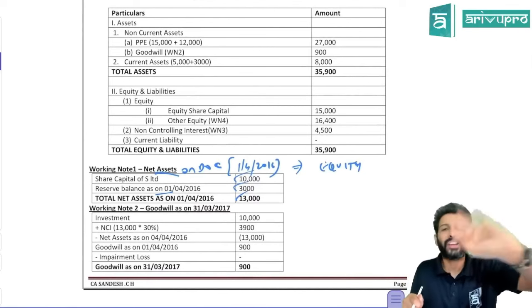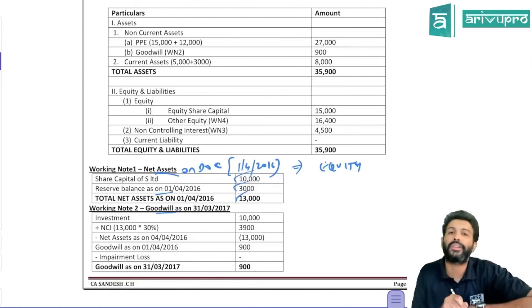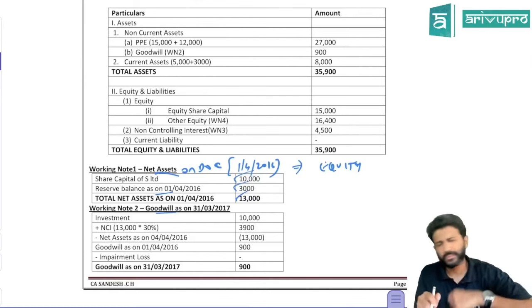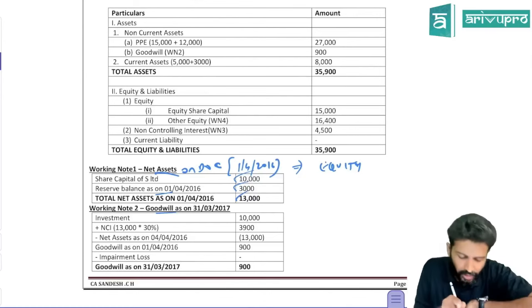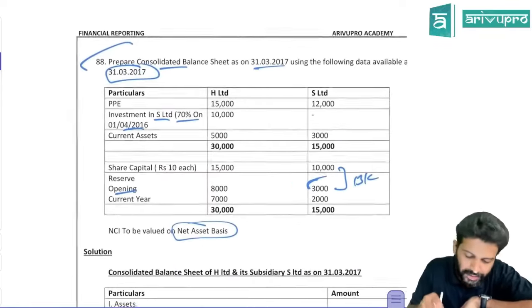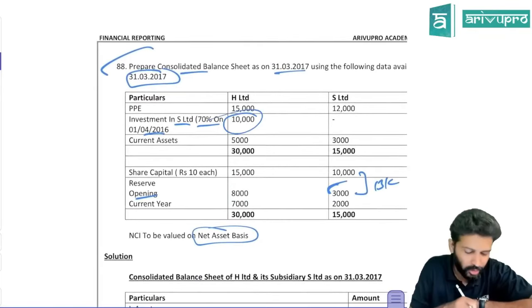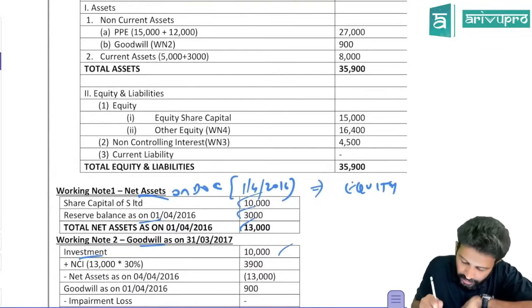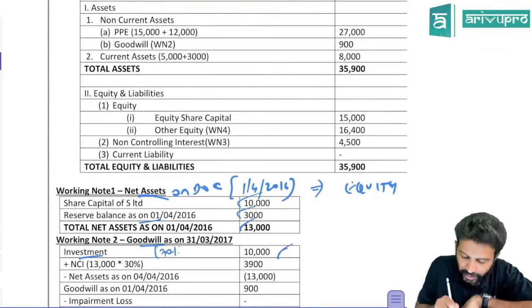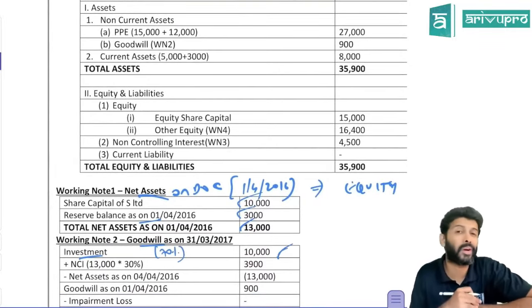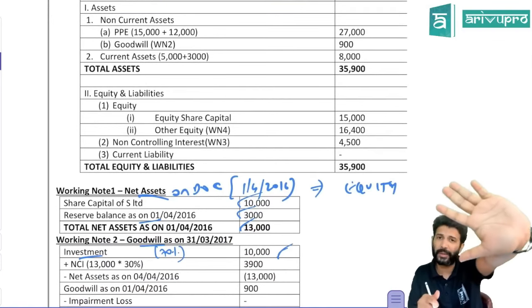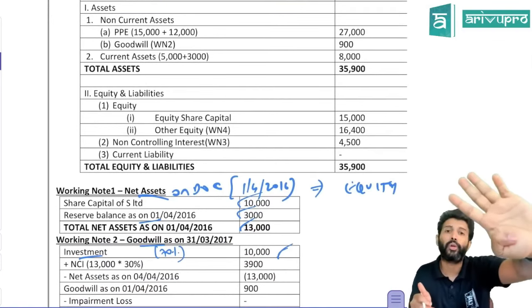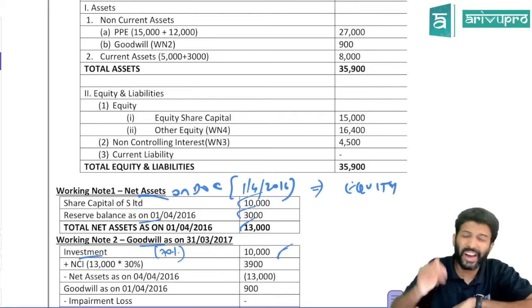That's one. The second step is to find out the goodwill on the date of control. How do you find out goodwill? First, take the investment, the amount paid. The cost of the investment. How much did the parent company pay to buy this investment and get control? 10,000. That is one. But this investment is only for 70% because we didn't get 100% control in the subsidiary company, but only 70%. So the cost of the investment is 10,000. Then what do you do? The other 30% is owned by NCI. So add NCI.